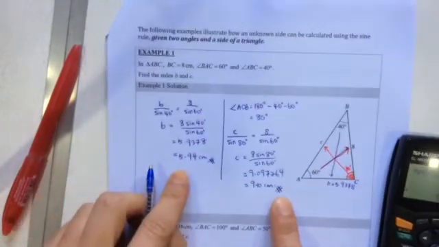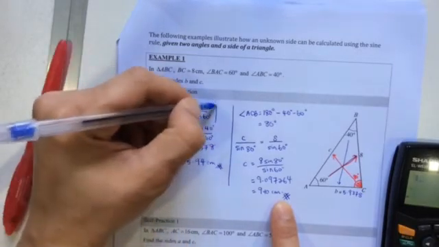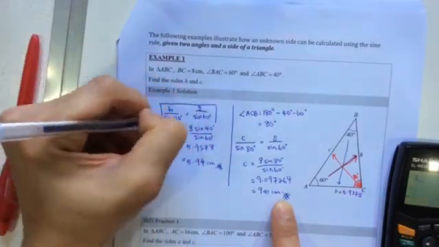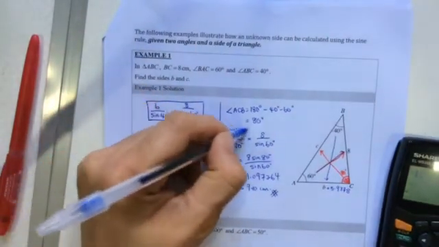So I can find the sides B and C. As a summary, you can see that I'm applying the sine rule to find B, and I'm also applying the sine rule to find C.